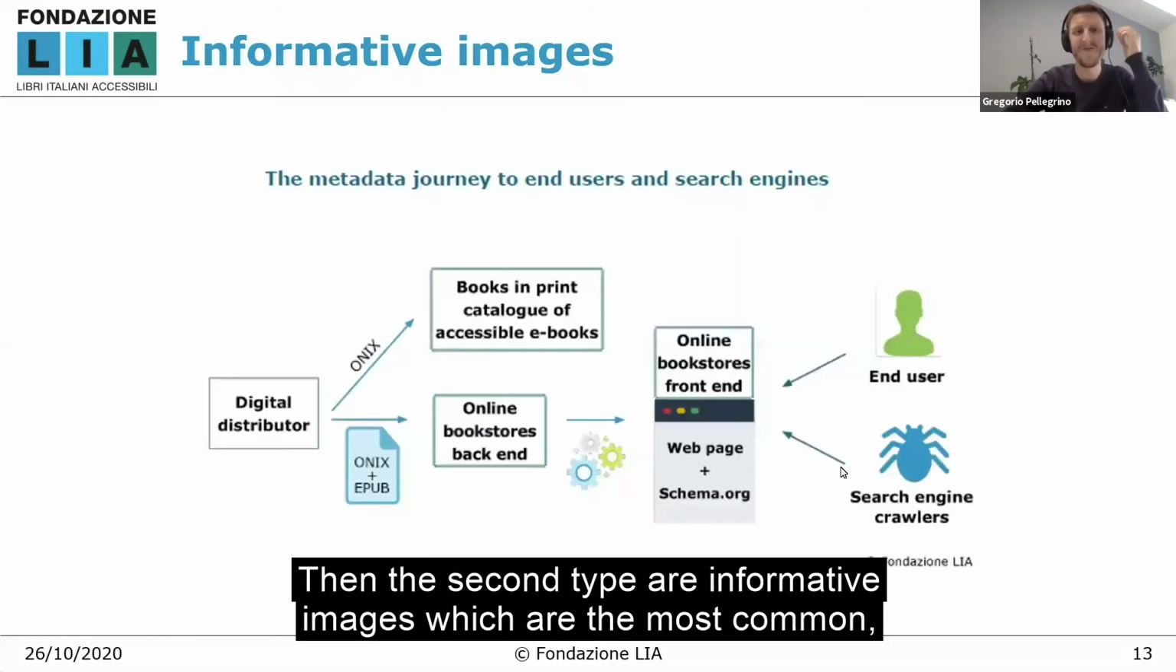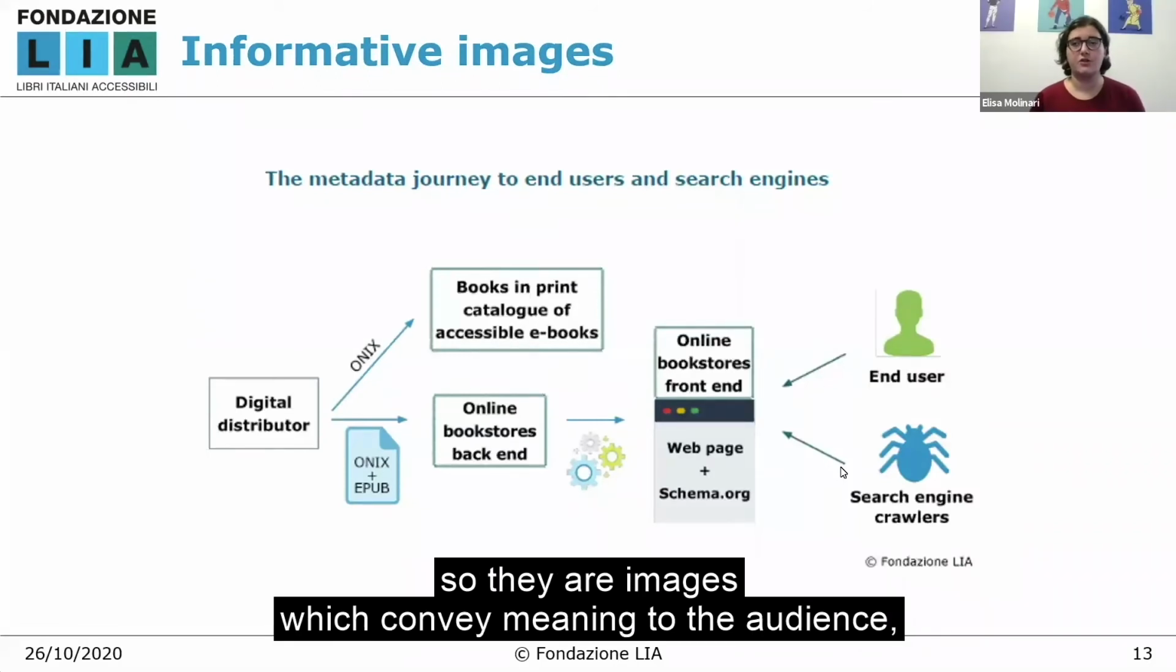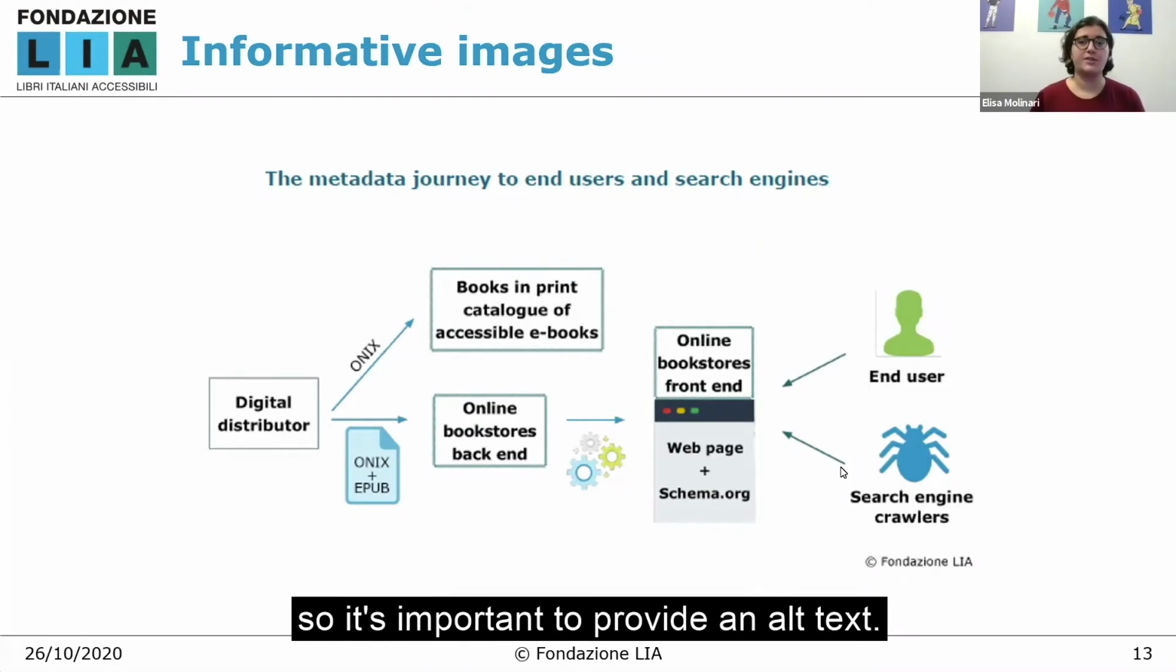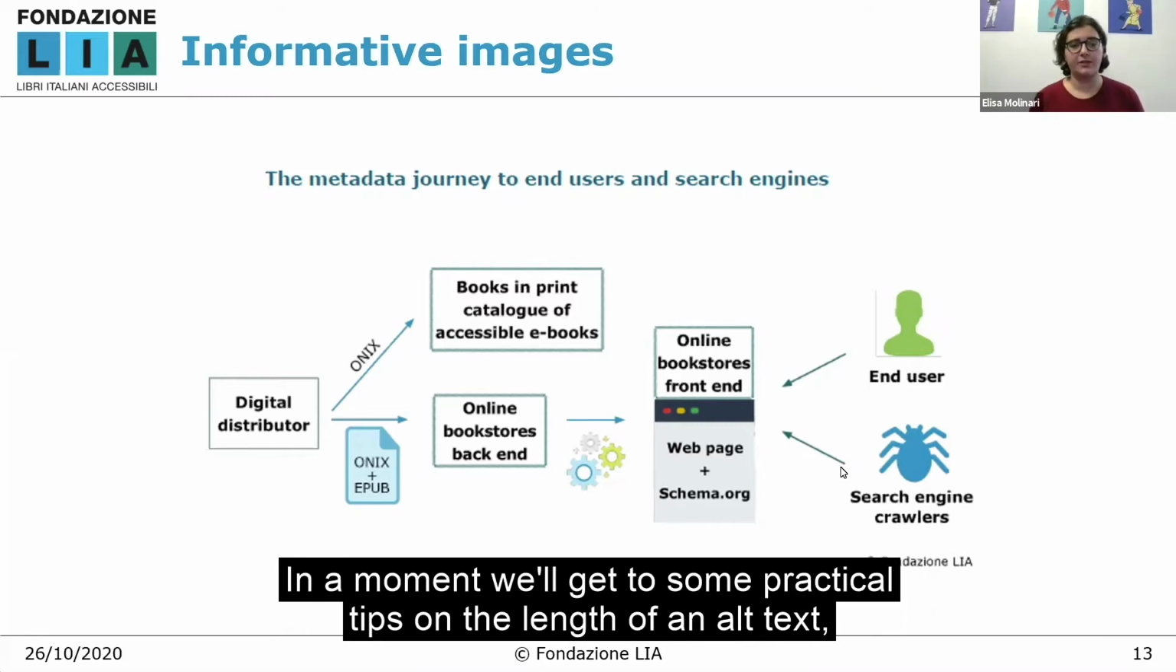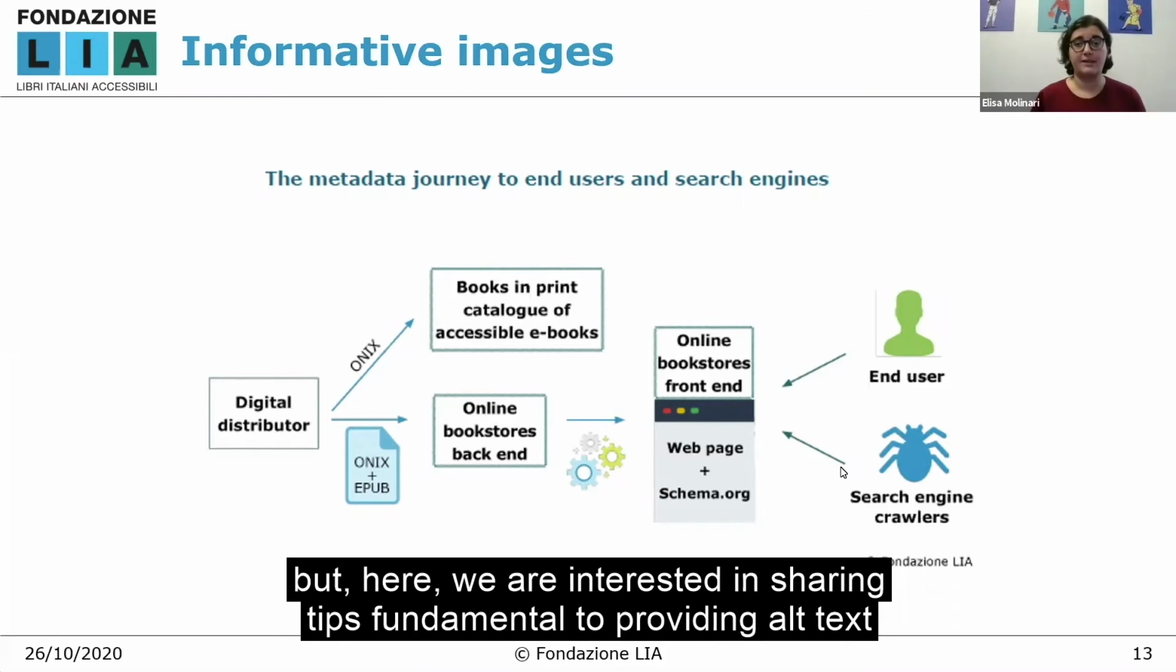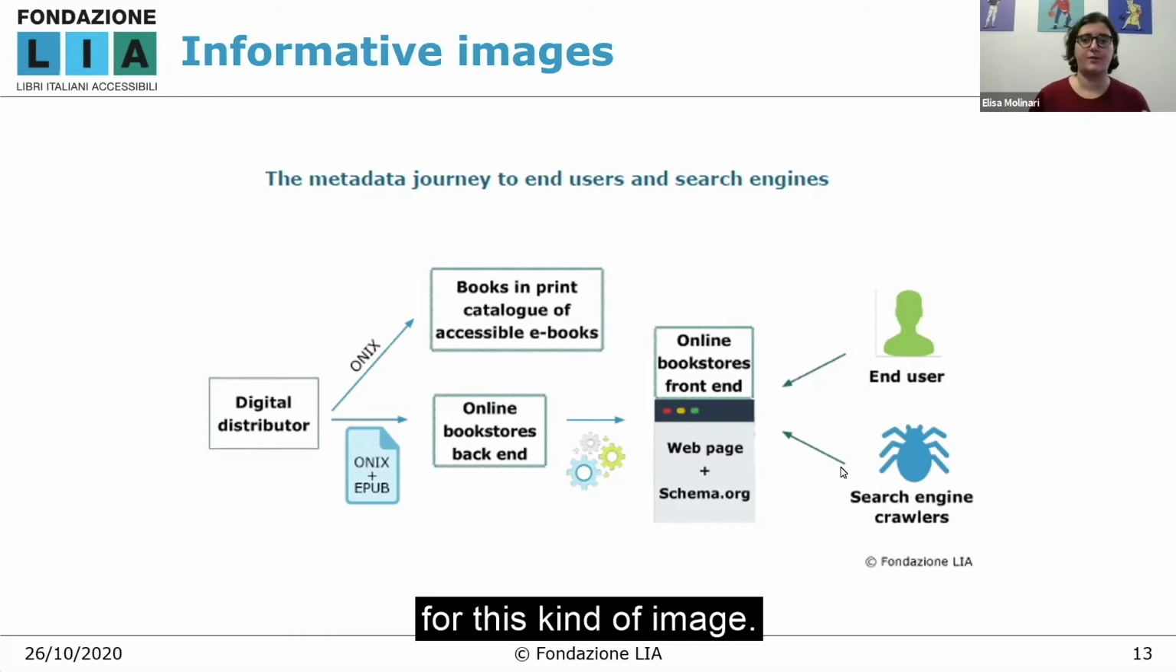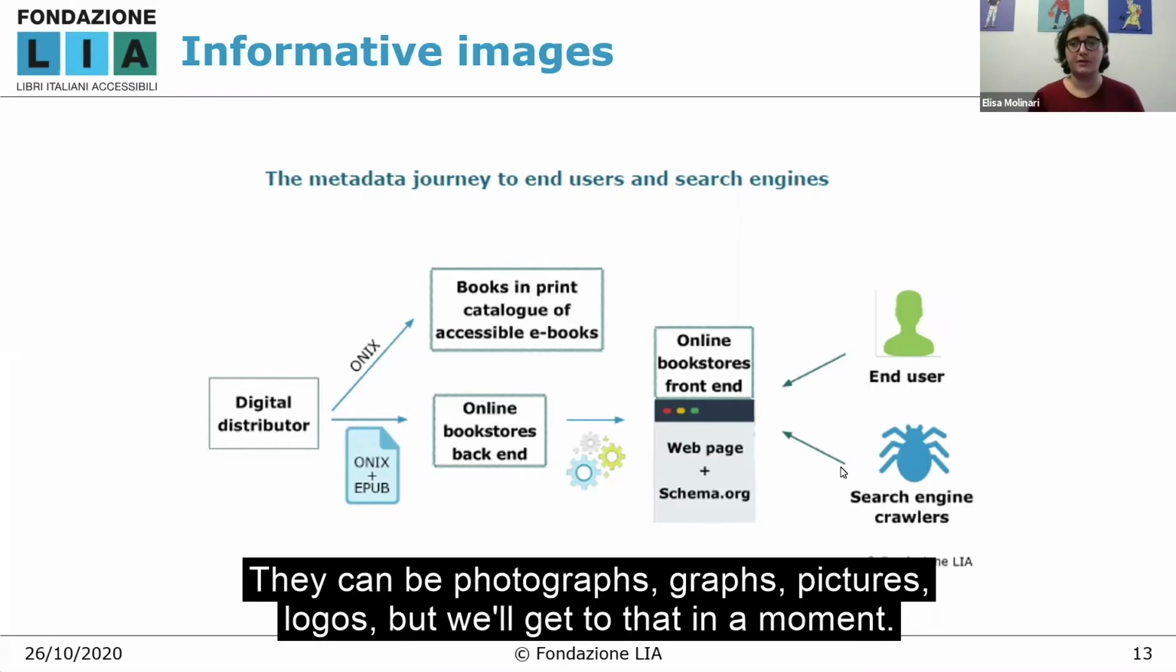Okay. Then the second one are informative images, which are the most common. So they are images which convey meaning to the audience. So it's important to provide an alt text. And in a moment, we'll get to some practical tips on the length of the alt text. But here we are interested in sharing that it's fundamental to provide alt text for these kinds of images. They can be photographs, graphs, pictures, logos, but we'll get to that in a moment.